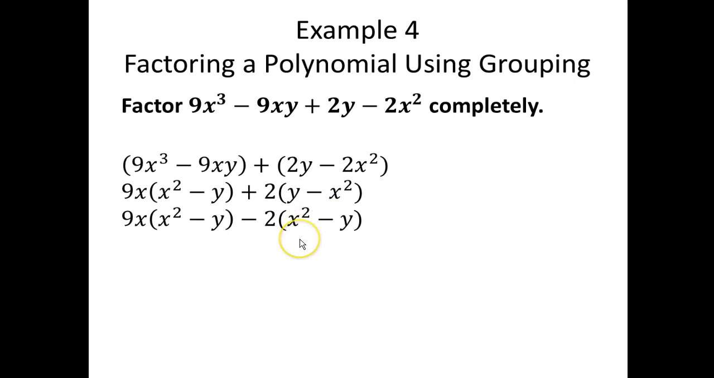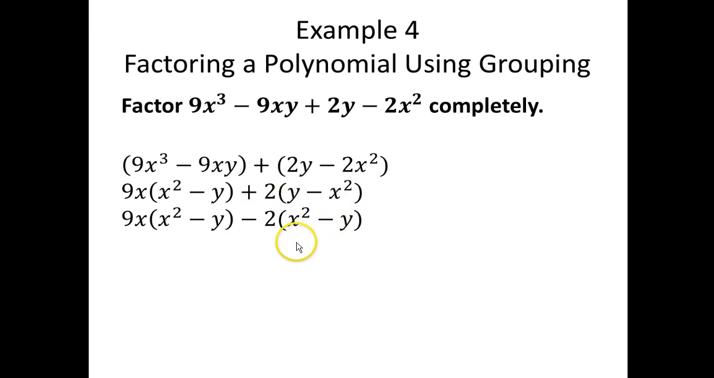Okay, so if you have any doubt as to whether this expression is equal to this one, you can just go backwards. If you notice, I have negative 2 times x squared, which is what I started with, and I have negative 2 times negative y, which is positive 2y, which is also what I started with. So I know that this entire expression is equal to this entire expression here. So I haven't made any mistakes, and I encourage you to check your work along the way in the same fashion.